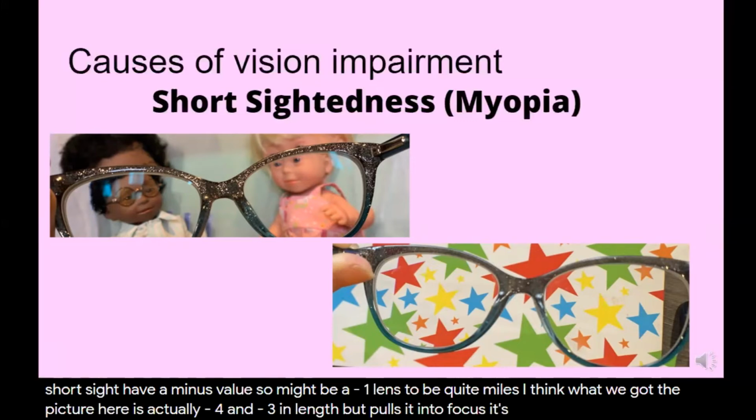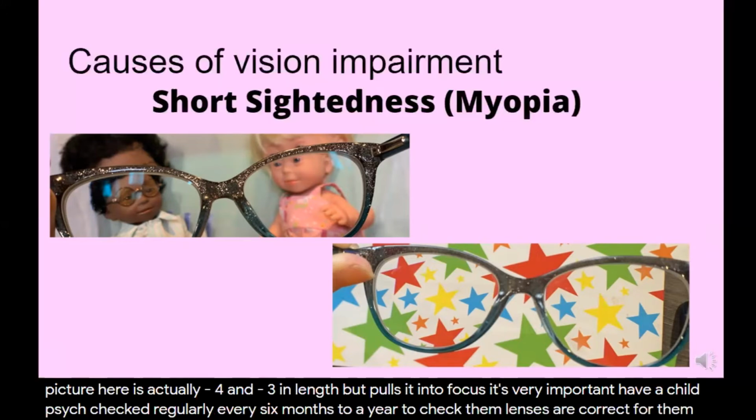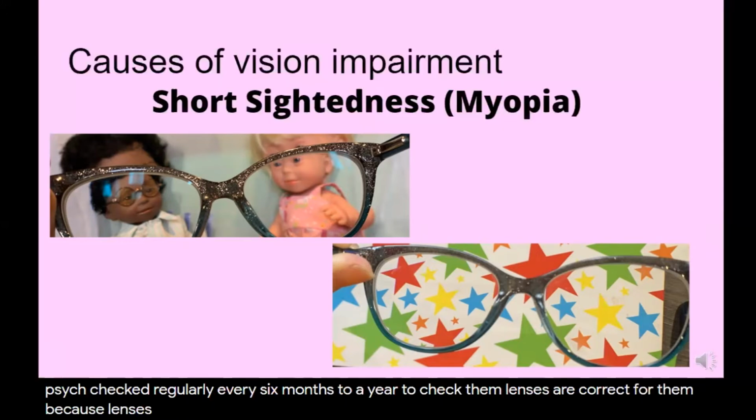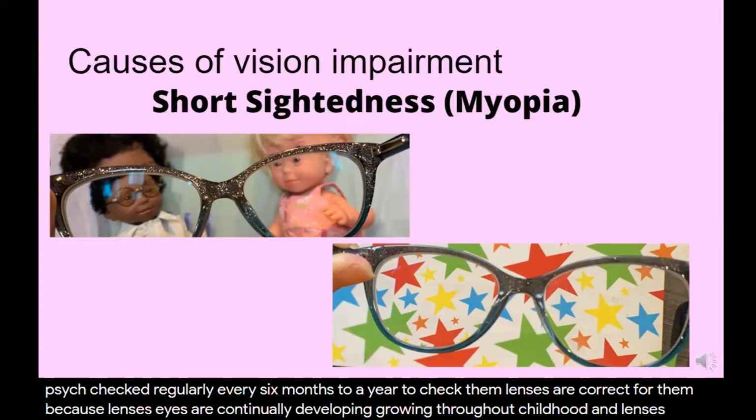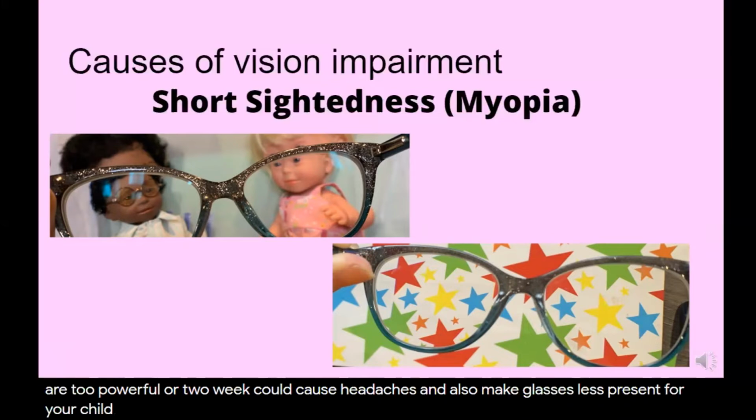It's very important to have your child's sight checked regularly, every 6 months to a year, to check that their lenses are correct for them. Because eyes are continually developing and growing throughout childhood, and lenses that are too powerful or too weak can cause headaches, and also will make glasses less pleasant for your child and often lead to glasses refusal.